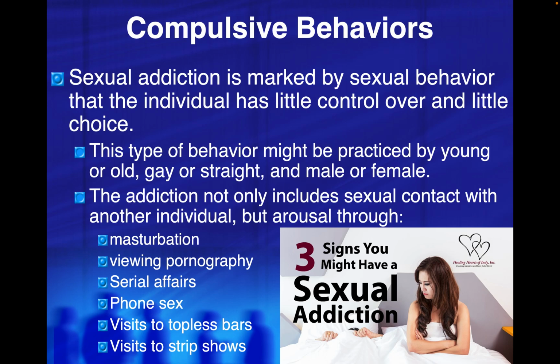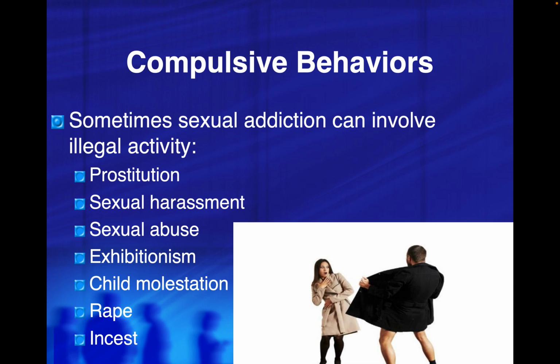Sexual addiction is marked by sexual behavior that the individual has little control over and little choice. This type of behavior might be practiced by young or old, gay or straight, and male or female. The addiction not only includes sexual contact with another individual, but arousal through masturbation, viewing pornography, serial affairs, phone sex, visits to topless bars, visits to strip shows. Sometimes sexual addiction can involve illegal activity, such as prostitution, sexual harassment, sexual abuse, exhibitionism, and that's what this guy's doing. That's exhibitionism. He doesn't have any clothes on under his coat. Child molestation, rape, and incest.